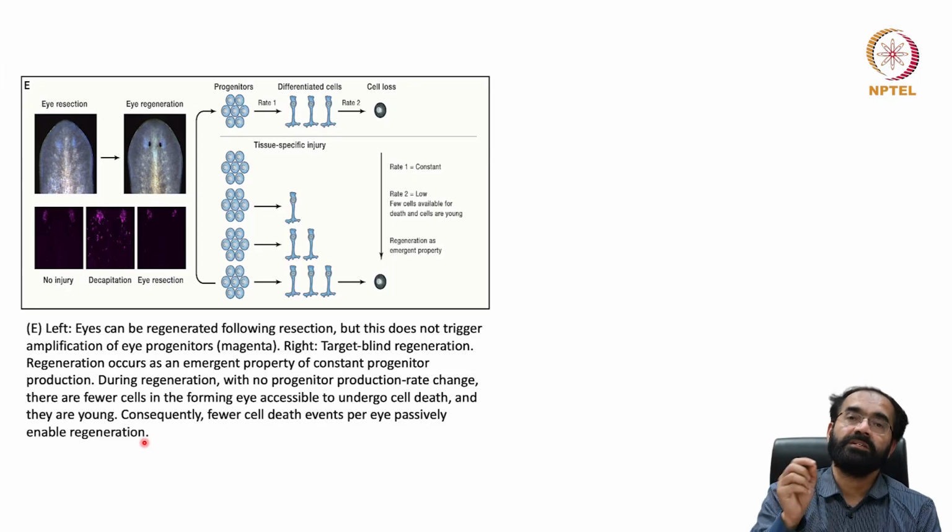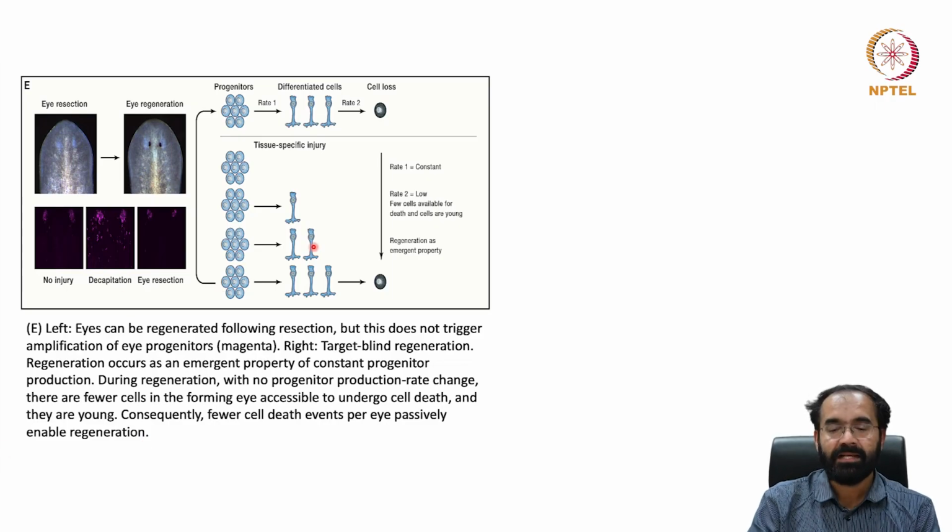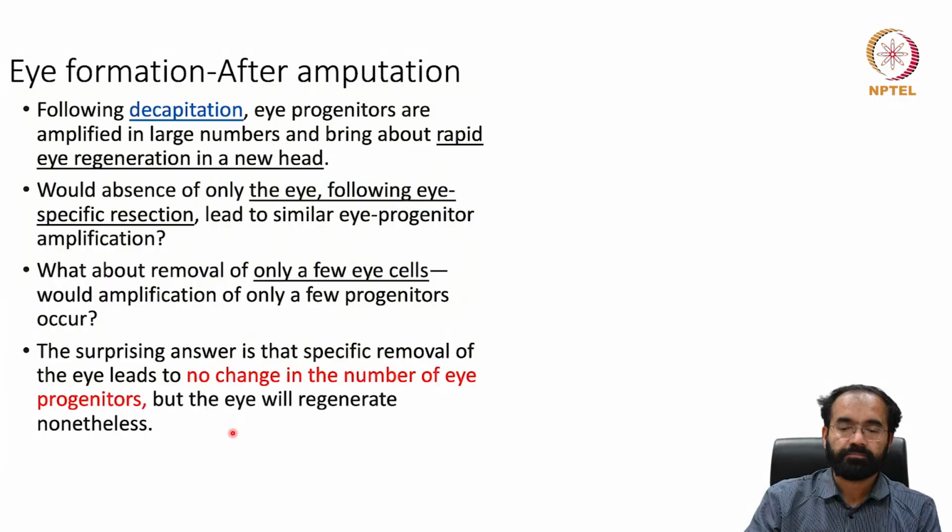A 1 liter pot, if water is falling and it is overflowing, they will equalize out. But if the pot is empty, same as when the eye is removed, any water falling in will continue until the pot is filled before it can overflow. In the same way, they will keep migrating and keep filling, and the eye will be formed completely. So consequently, fewer cell death events per eye passively enable the regeneration.